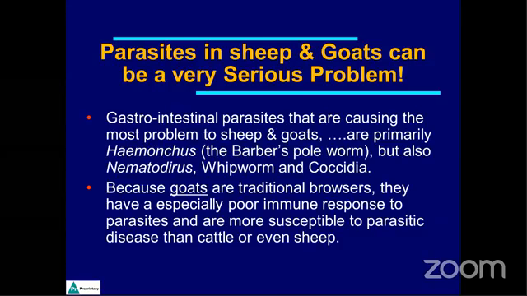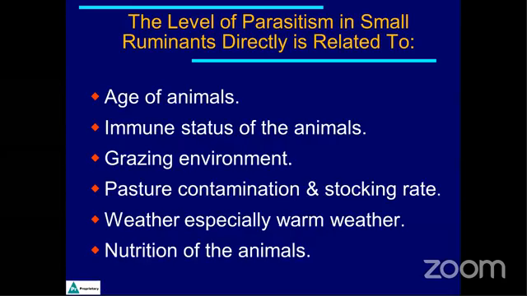One thing to keep in mind about goats is they're a lot more susceptible even than sheep, because they are traditional browsers, and we put them on pasture and make them graze. They have a very poor immunity to parasites, so they are the most susceptible animal to parasites. If you put them on a pasture and let that pasture contamination build up to a high level, you're probably going to have some pretty sick goats. So we have to be very careful. Not that you don't have problems with sheep, and you do, but the goat is especially sensitive. There's a lot of things that affect these parasites, and one of the biggest is stocking rate.